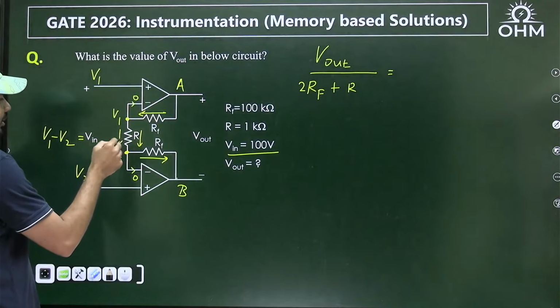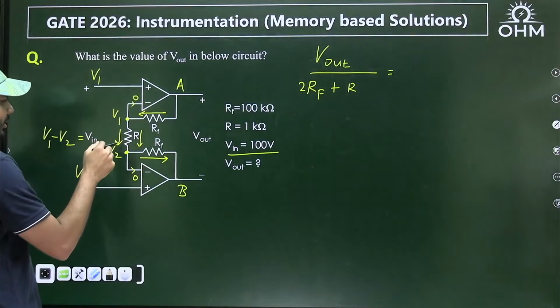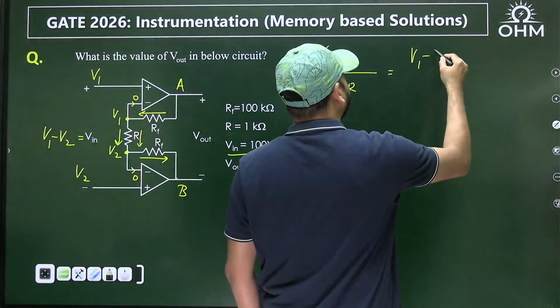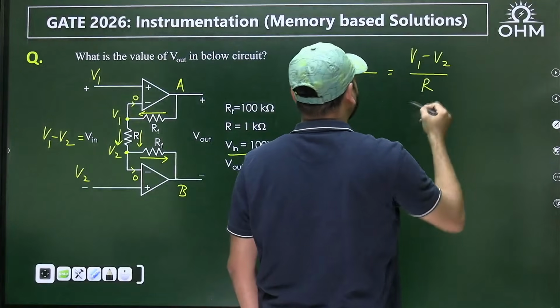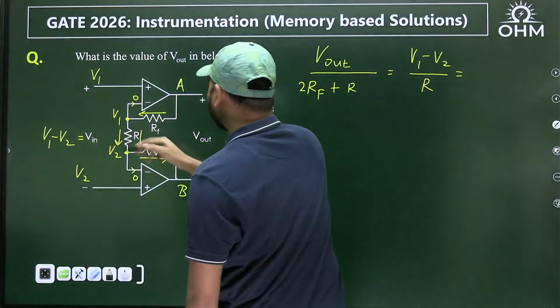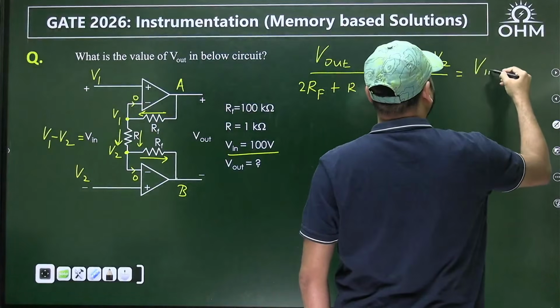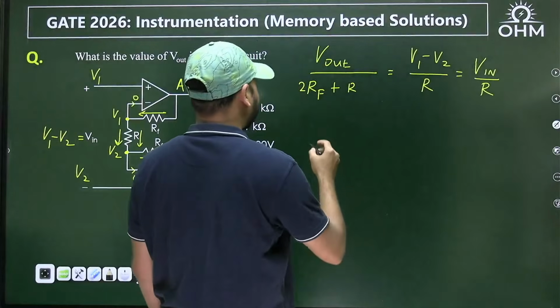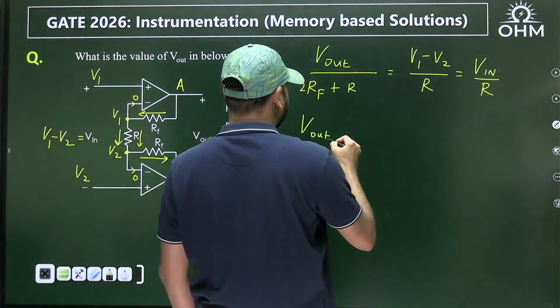What is the current through this R in the downward direction? V1 minus V2 by R. You can just equate this to V1 minus V2 by R. And V1 minus V2 is nothing but the applied input voltage Vin. So this can also be written as Vin by R.